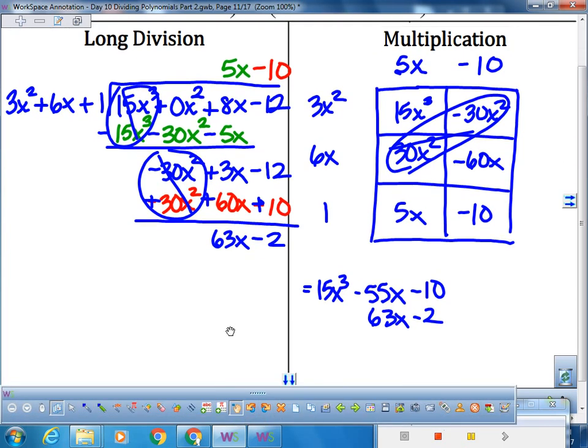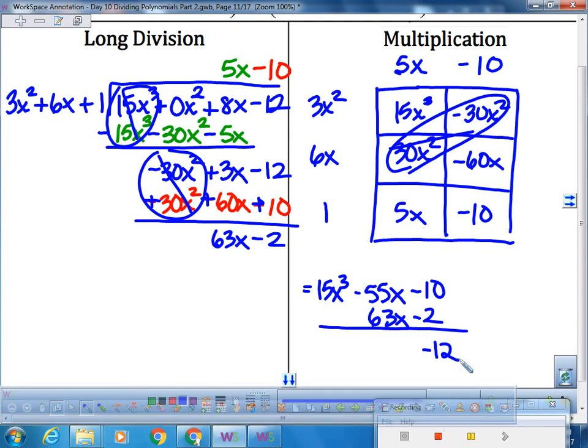That's not that bad. I have negative 12. 63 and negative 55 is positive 8x. Is that what we had originally? 15x cubed, positive 8x, negative 12. So check.